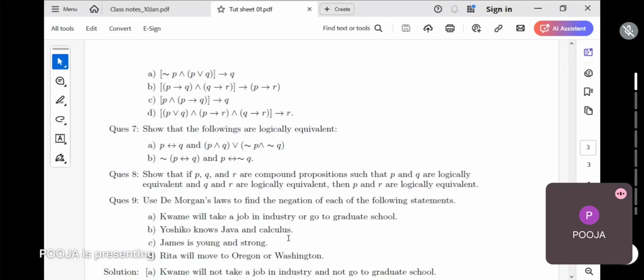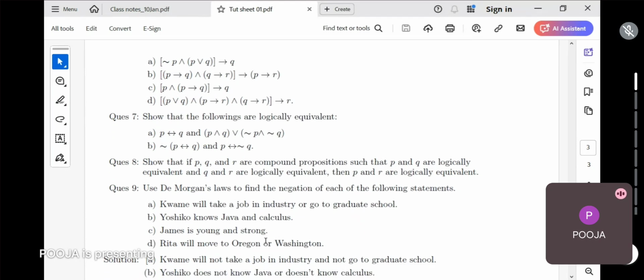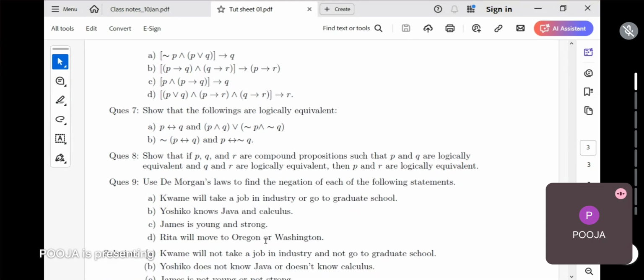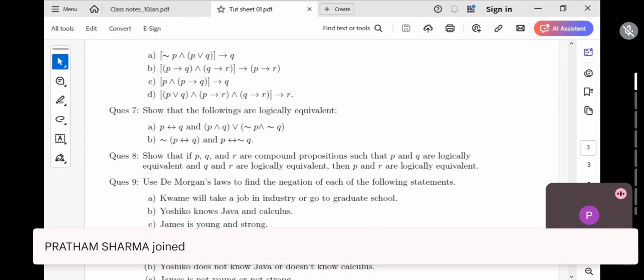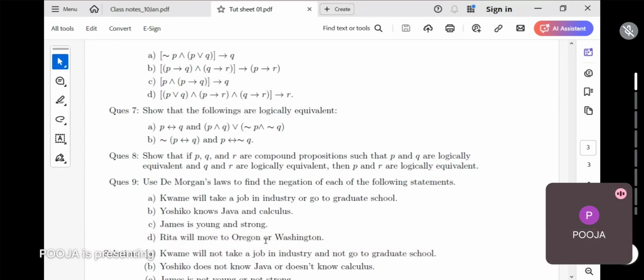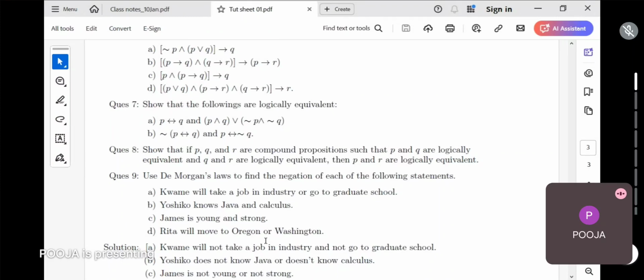Yoshiko knows Java and calculus. And है तो उसका negation OR हो जाएगा. Yoshiko doesn't know Java or doesn't know calculus. James is young and strong, and है तो OR हो जाएगा. James is not young or not strong.